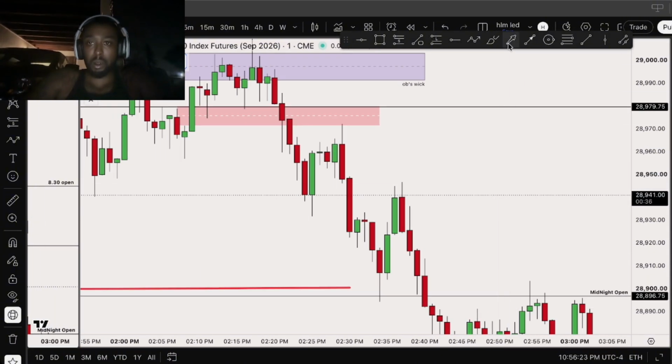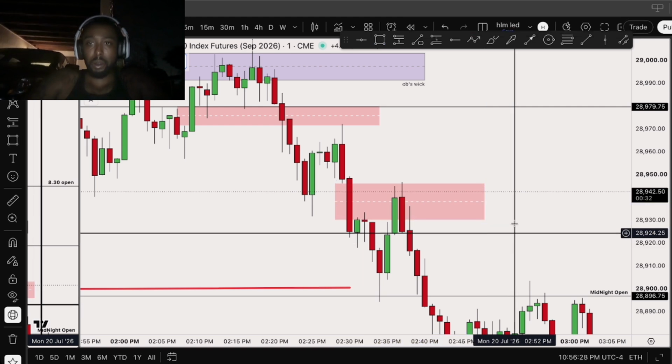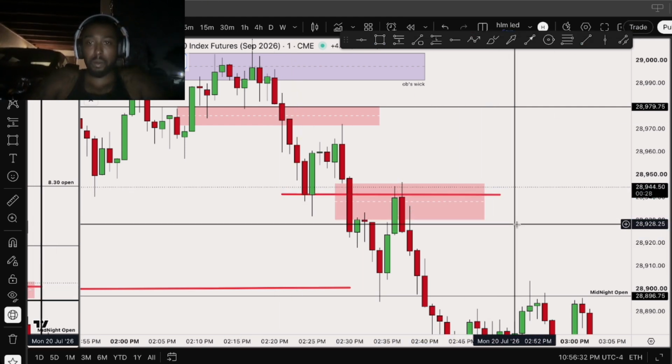Look at the order block. Look at the fair value gap. It's the same thing over and over again. That's the fair value gap. This is the order block.